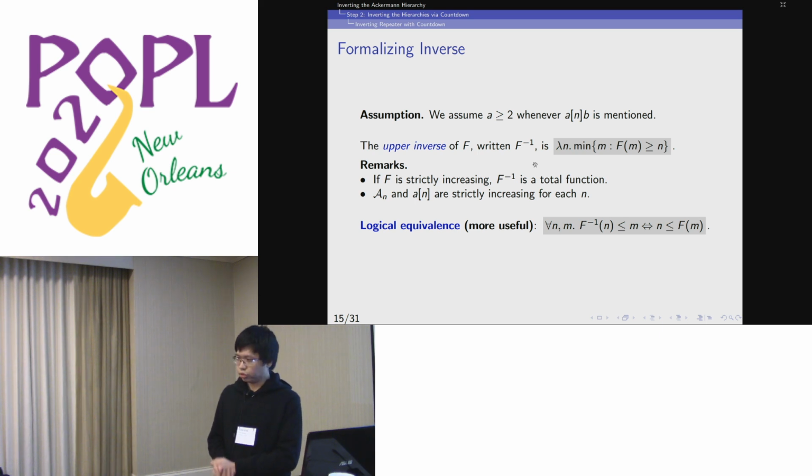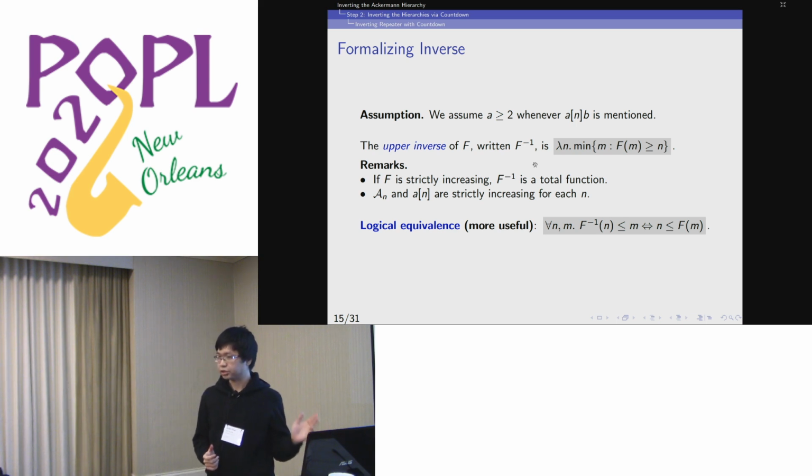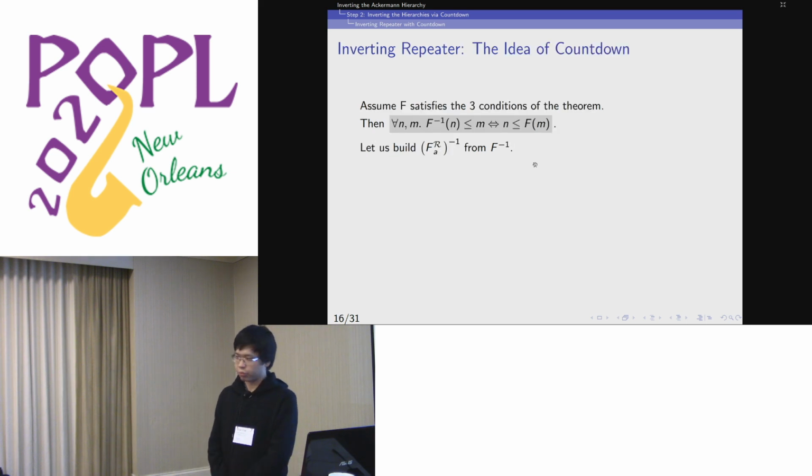There's a more useful logical equivalence of this upper inverse relation, which is that if you have an inequality of n and m with f inverse on the left-hand side, you can transfer it to the right-hand side. It will be useful later when we try to compute the inverse of a repeater. So let's do it right now.